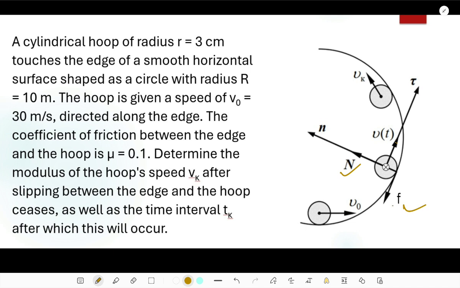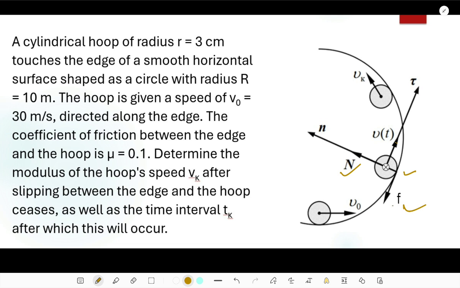And I selected the normal and tangential axes. I assume that at a certain moment of time, I haven't assumed anything else about this time. I haven't set it up for a particular moment or particular event, but at some moment of time its velocity is v, as you can see here. And then I'm going to write its equation of motion of its center of mass.